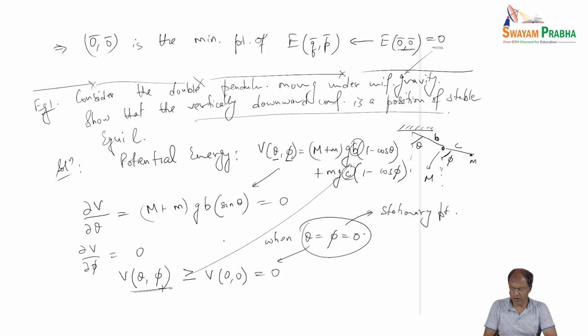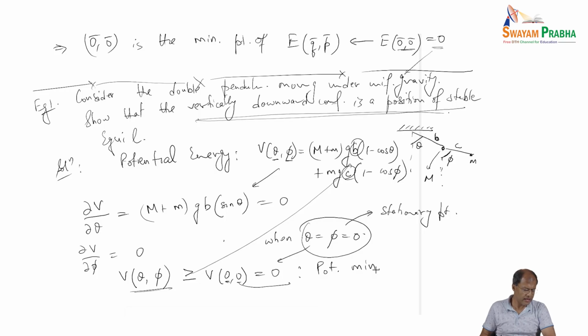So the potential is always non-negative for theta other than the value at the origin. Which means that we have already found the result that the vertically downward configuration is a position of stable equilibrium, because the potential is at its minimum, right? Okay.